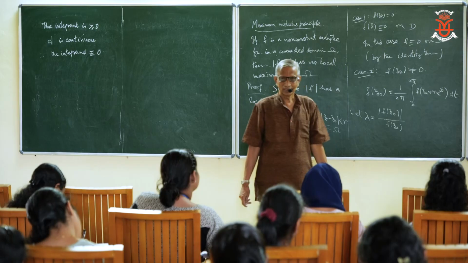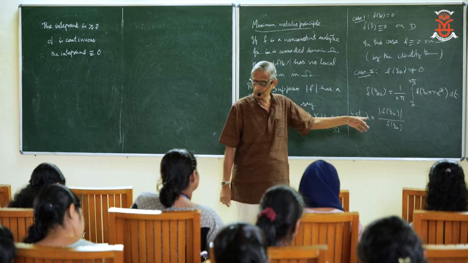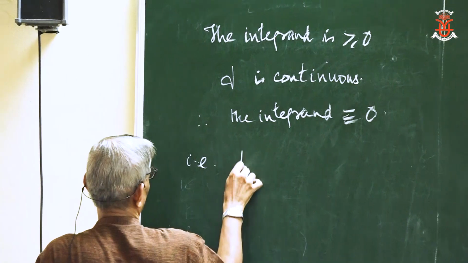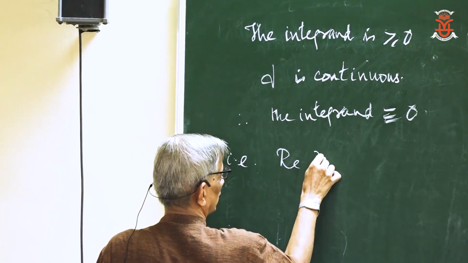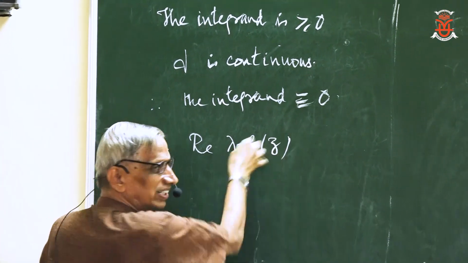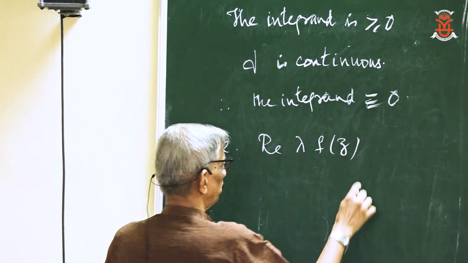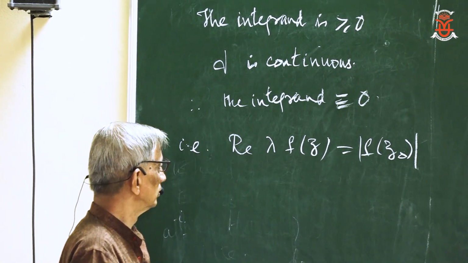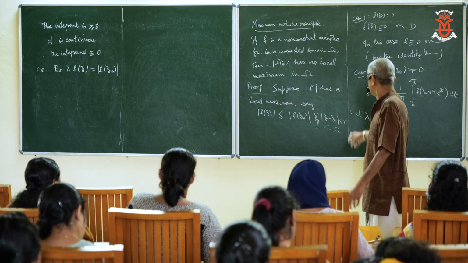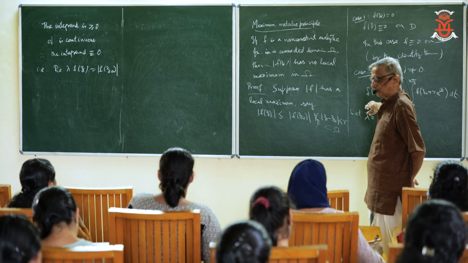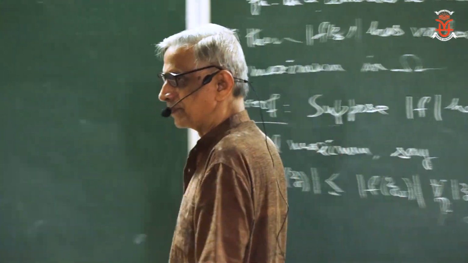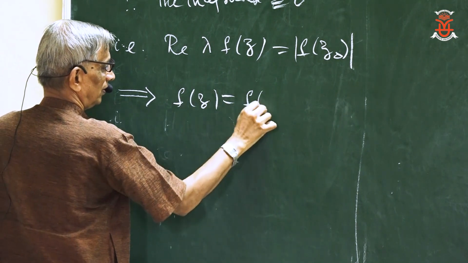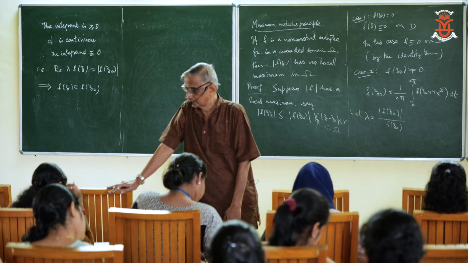So what is the conclusion from that? Real part of something is equal to mod f(z naught), right? Let's write f(z), z naught plus r e^(it) is f(z). What is lambda? Lambda is this, mod f(z naught) over f(z naught). Does this imply? So if you conclude that, what happens?